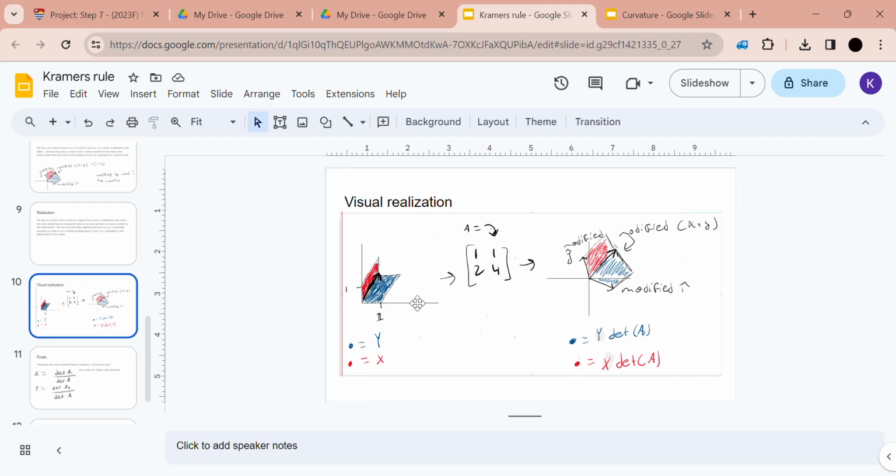But if we say the area of, say, the blue parallelogram is y, it gets multiplied by this matrix. So this area gets scaled by the determinant of A. Then we can say this new determinant divided by the old determinant is equal to our y coordinate. And that's what Cramer's rule is just stating.